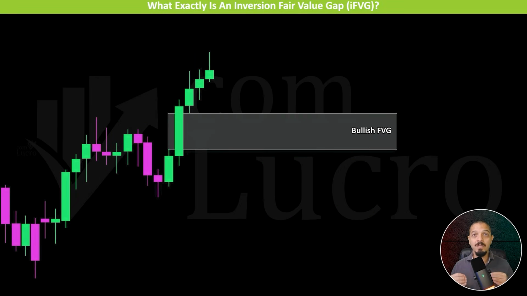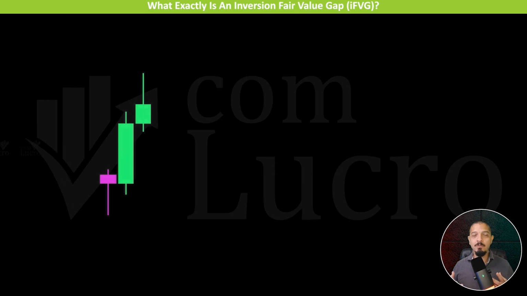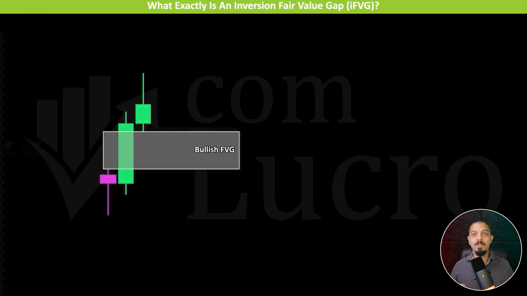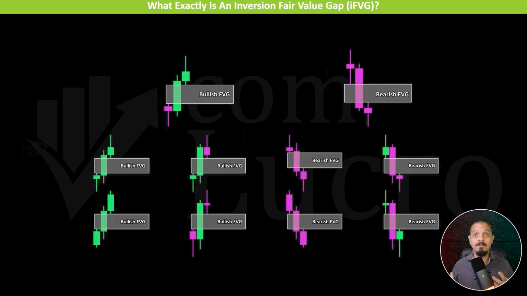Before we define what an inversion fair value gap is, we first need to review what a fair value gap is. Let us begin with the core idea. A bullish fair value gap is the price space formed between the high of the first candle and the low of the third candle within a 3-candle sequence. In the same way, a bearish fair value gap is the space between the low of the first candle and the high of the third candle. The color of the candles is irrelevant, and their shape or size does not change the concept.